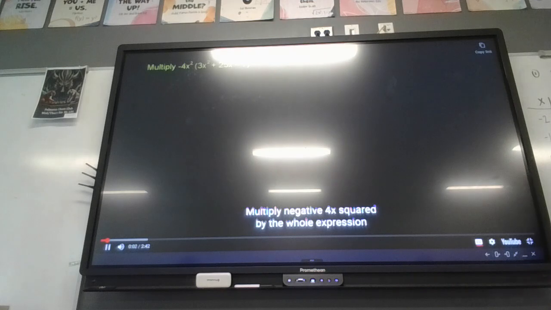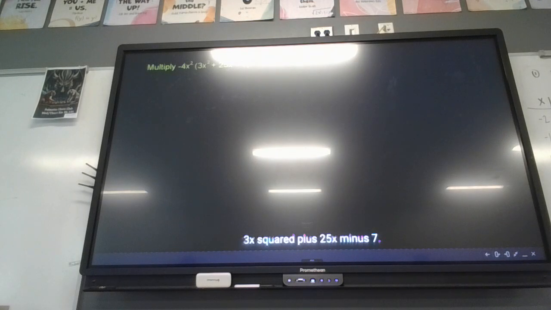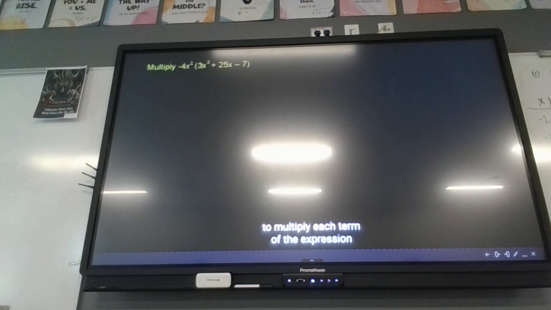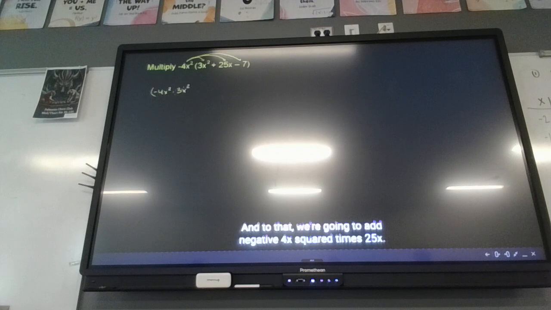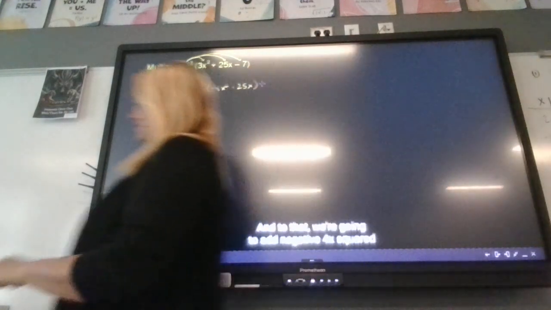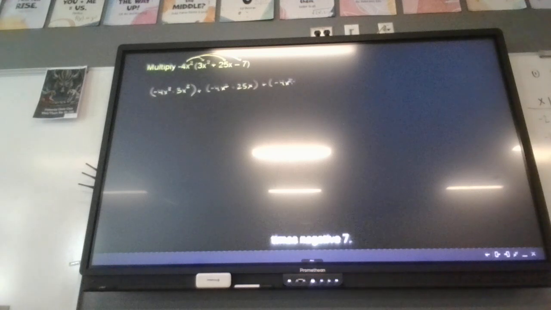Multiply negative 4x squared by the whole expression, 3x squared plus 25x minus 7. So if you multiply anything times the whole expression, you really just use the distributive property to multiply each term of the expression by the negative 4x squared. So we're going to have to distribute this negative 4x squared over every term in the expression. So first we can start with negative 4x squared times 3x squared. And to that, we're going to add negative 4x squared times 25x. And to that, we're going to add negative 4x squared times negative 7.